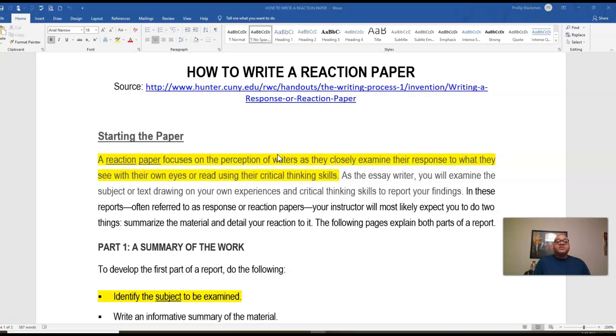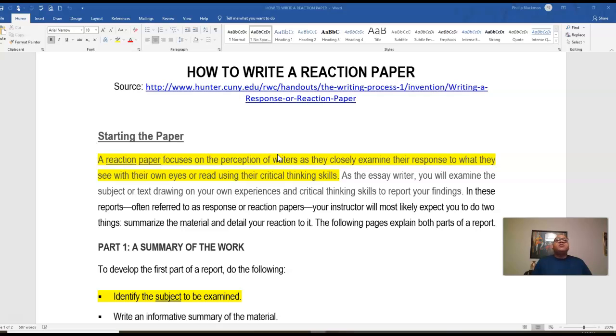So let's start with the first things first. What is a reaction paper? A reaction paper focuses on the perception of writers as they closely examine their response to what they see with their own eyes or read using their critical thinking skills.